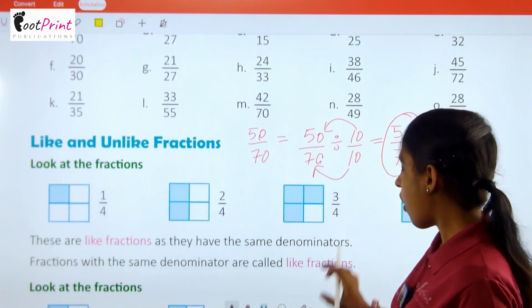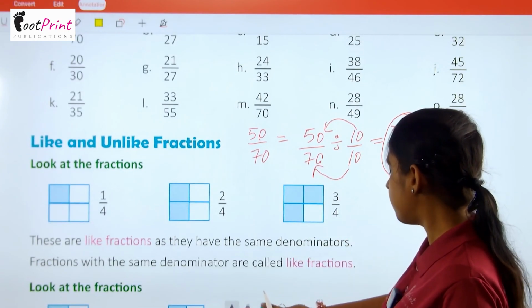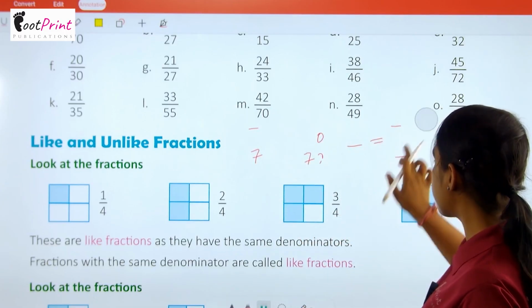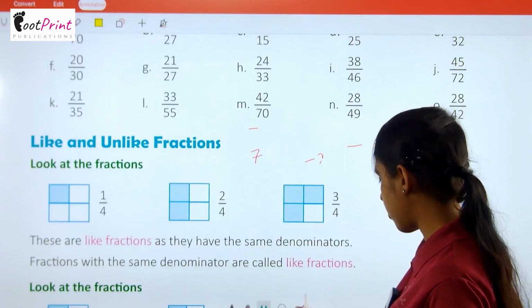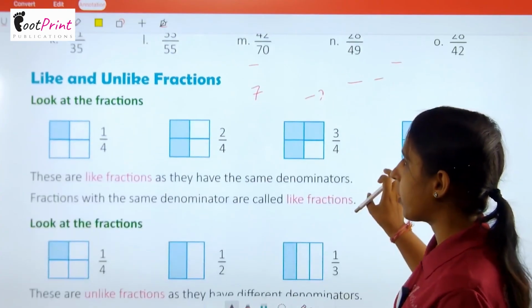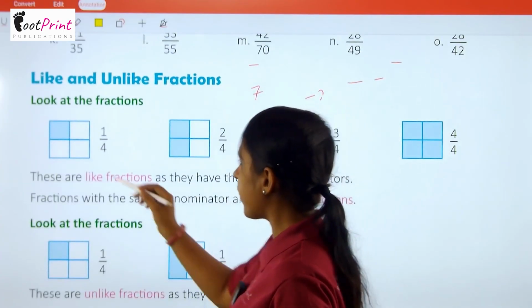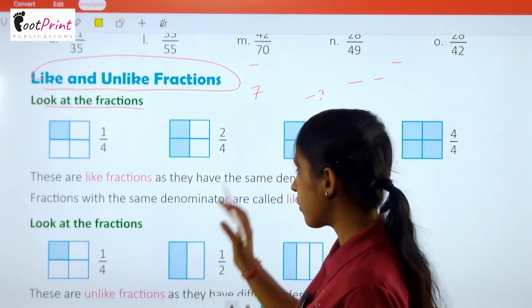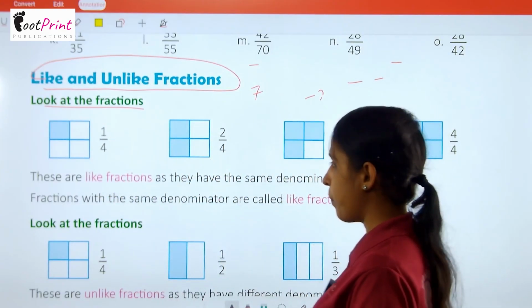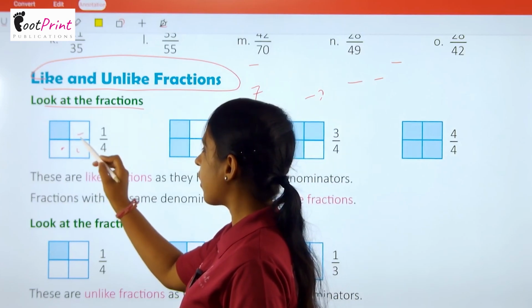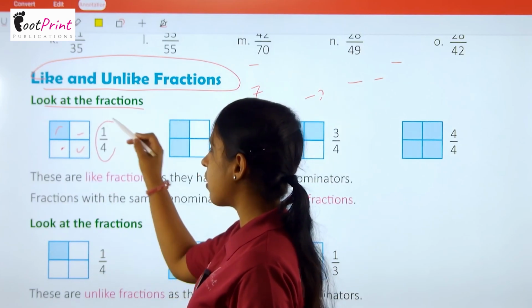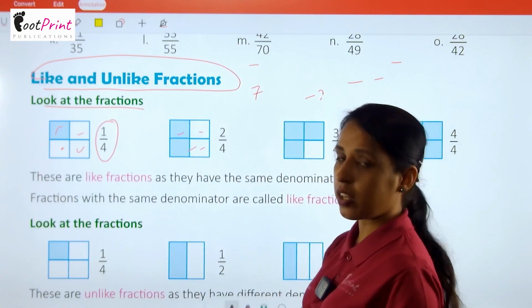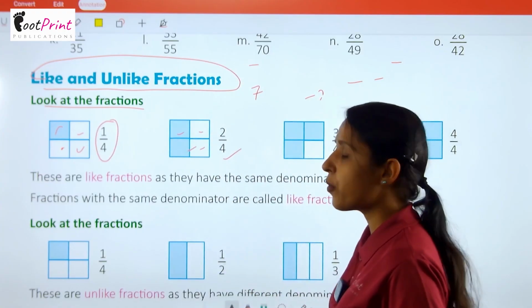Okay, now we'll move to our next topic, that is like fractions and unlike fractions. So let's learn about it. So what are like and unlike fractions? Look at the fractions. Some fractions are given and we have to look at them. Okay, here 4 parts are given, 1 is shaded, so the fraction will become 1 by 4. Here 4 parts are given and 2 parts are shaded. The fraction will become 2 by 4.